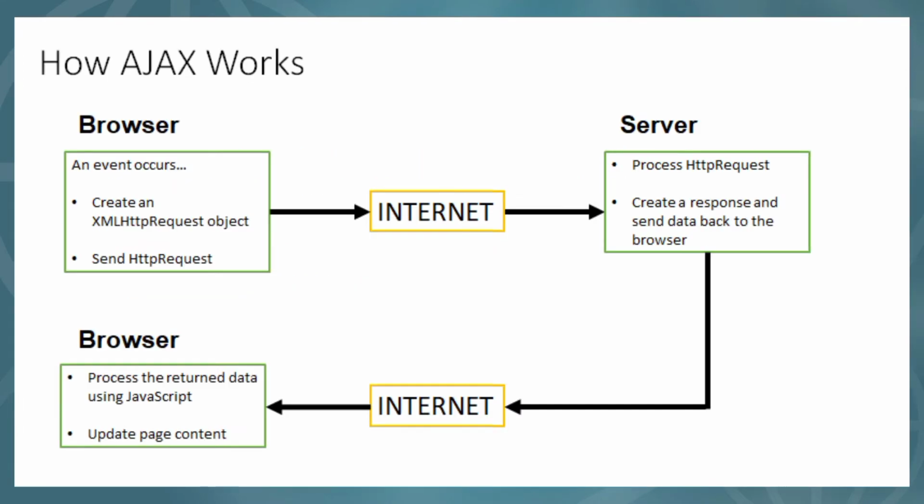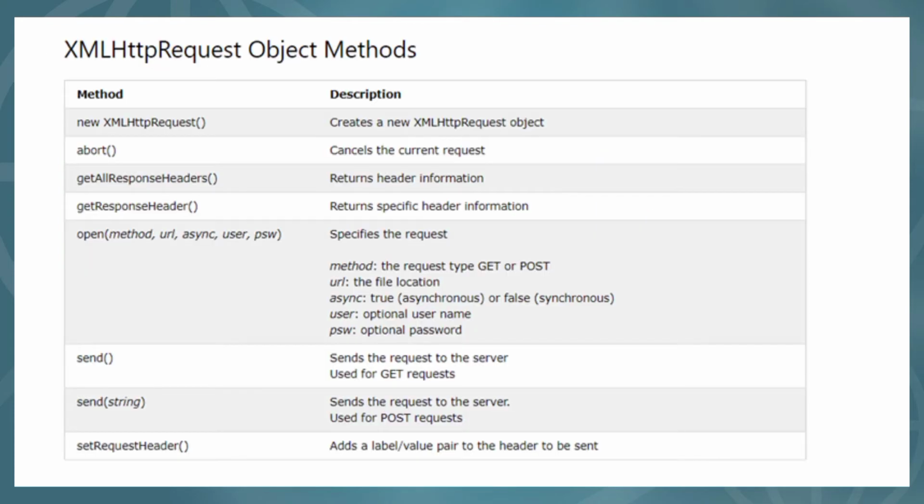When an event occurs in a web page, the XMLHttpRequest object is created by JavaScript. Then the XMLHttpRequest object sends a request to a web server through the internet. Then the server processes the request and sends a response back to the web page. Back in the browser, the response is read by JavaScript and updates the page content. The XMLHttpRequest object methods and their descriptions.